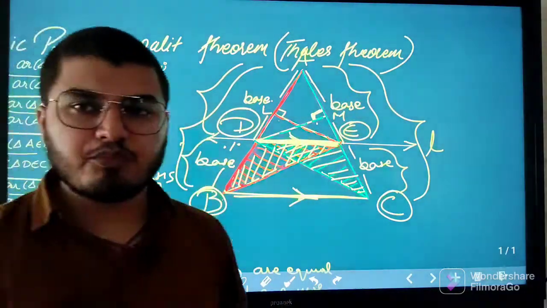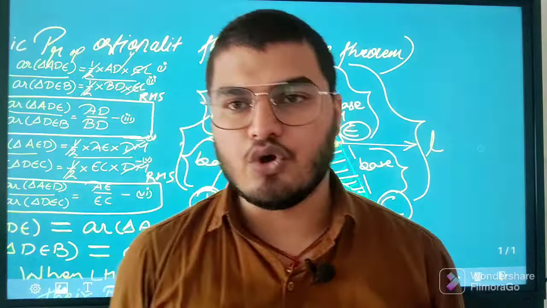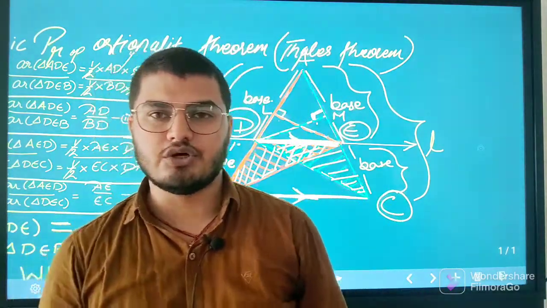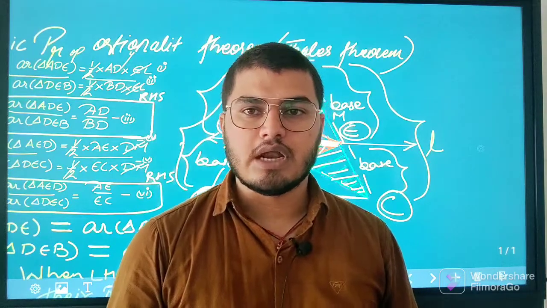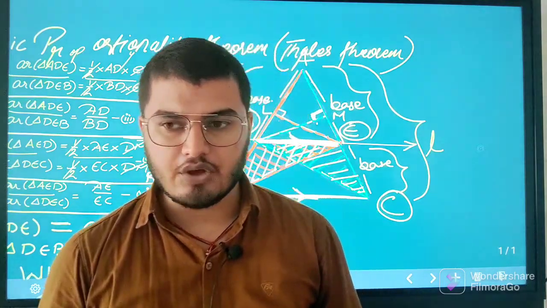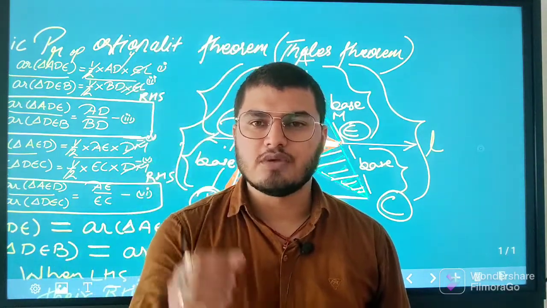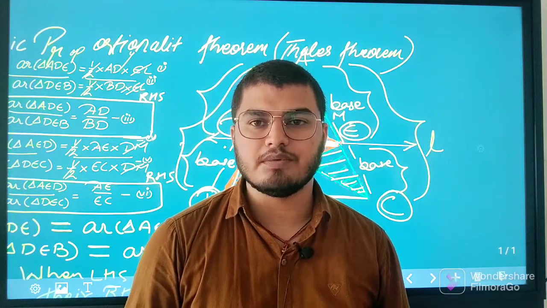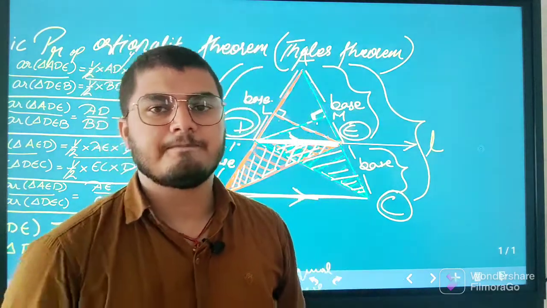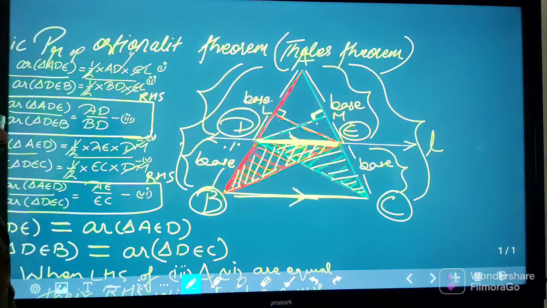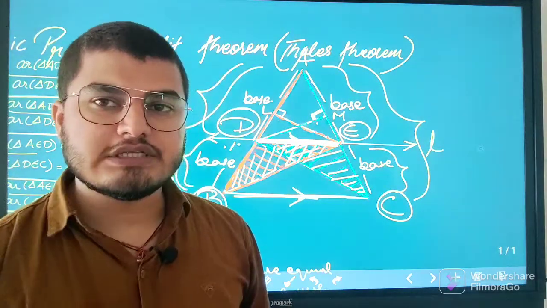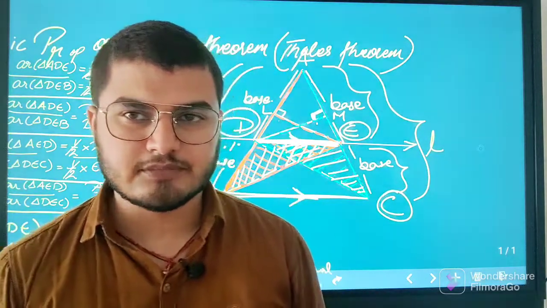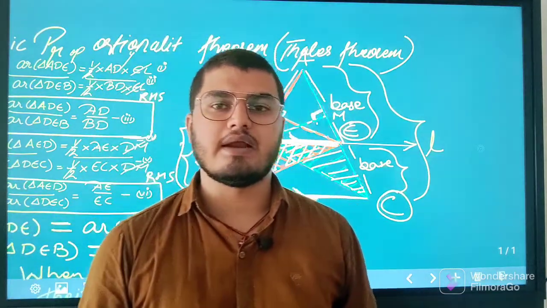So these are some of the important results of the Thales theorem. I hope you have all understood how the Thales theorem is derived, what its proof is, how we can solve it, where we have to pay attention, and what the reasons are behind the small points. I hope this will bring clarity to you.